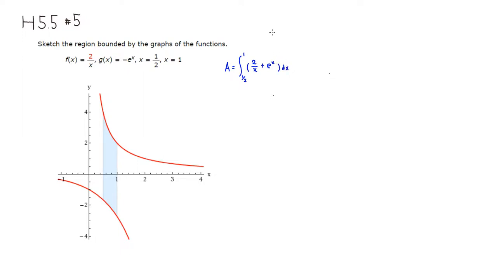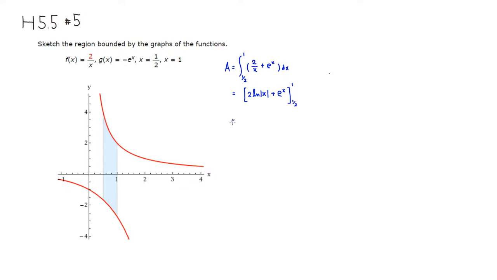So let's find the antiderivative. We just need to find an antiderivative. 2 is just a constant here. The antiderivative of 1 over x is natural log of absolute value of x, plus the antiderivative of e to the x, which is e to the x. Then you're going from 1/2 to 1.